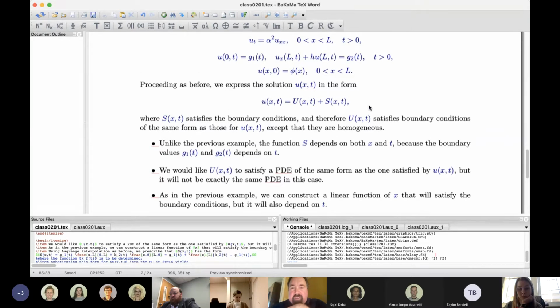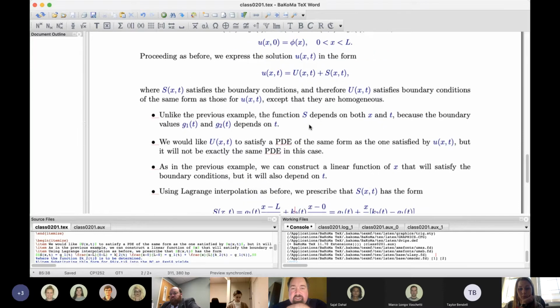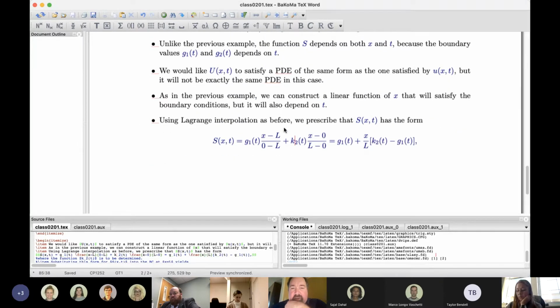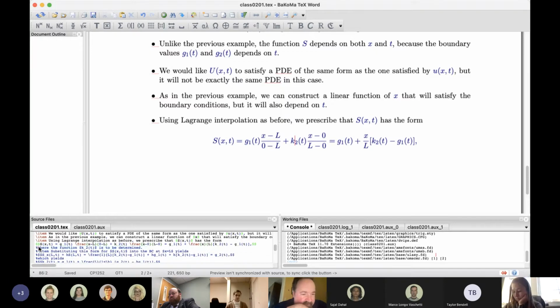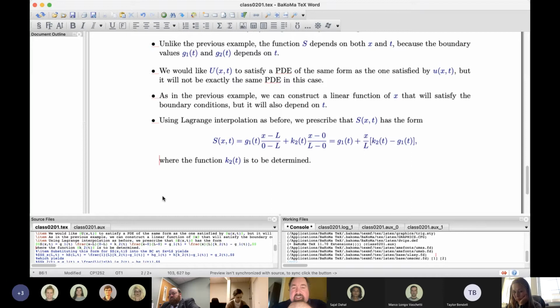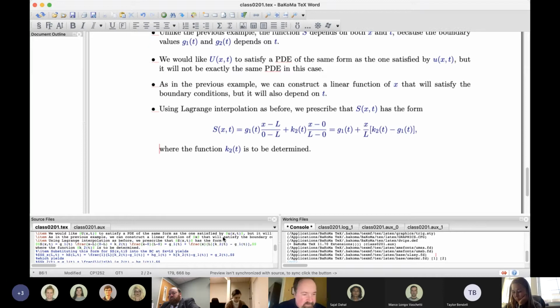We're going to kick the can down the road a little bit. But we do know that at x equals 0, it must be equal to g1 of t. So if I plug in x equals 0 into both these fractions, this one will go away. This will become 1, so I have g1 of t. So the left boundary condition will be satisfied. At x equals L, this term goes away. This fraction becomes 1, and I have k2 of t. I just need to find the right k2 of t so that the boundary condition on the right side will be satisfied.